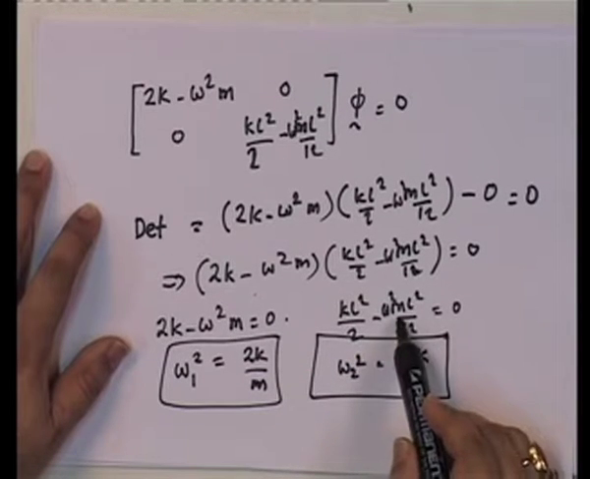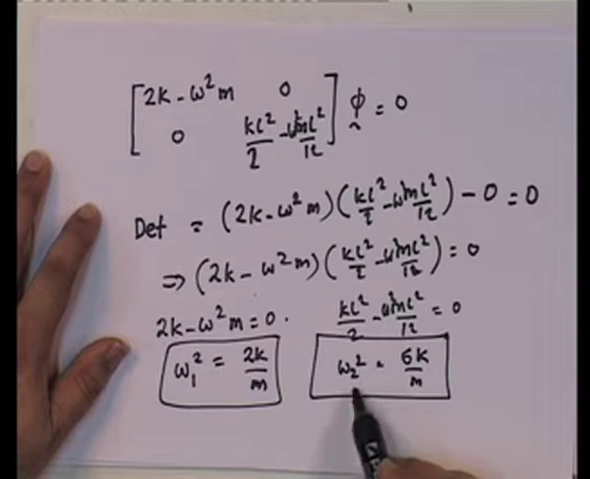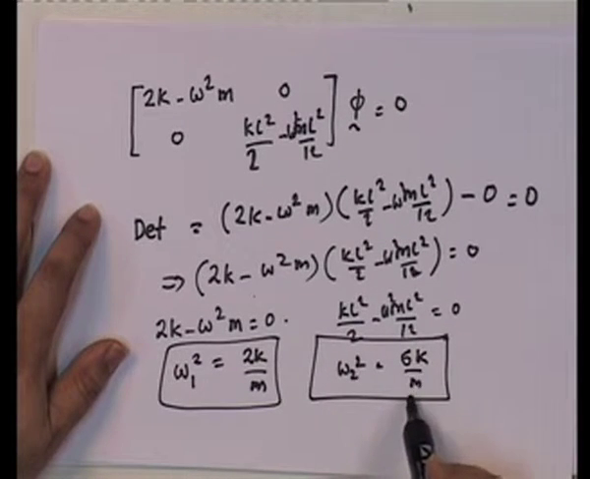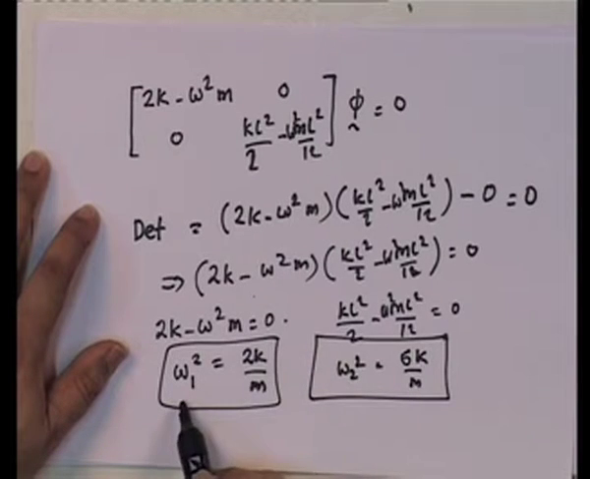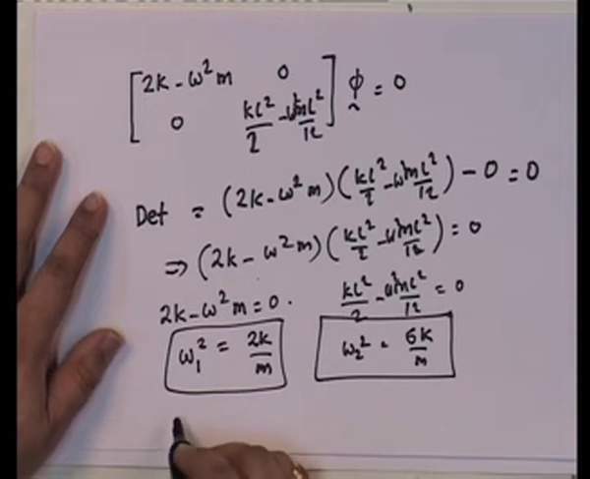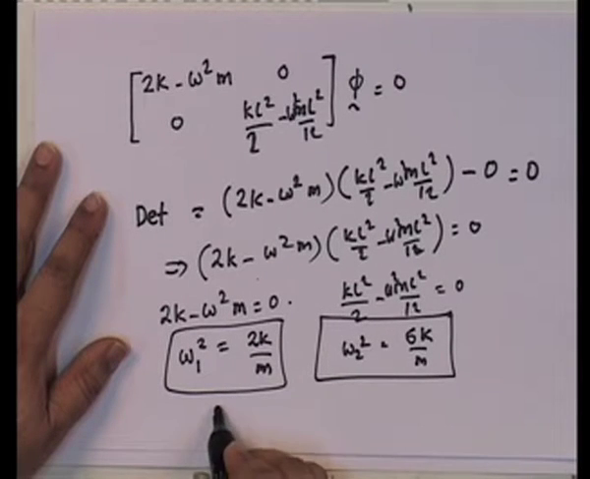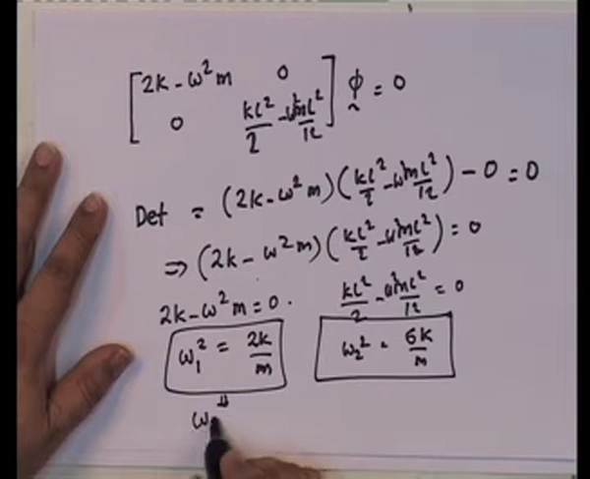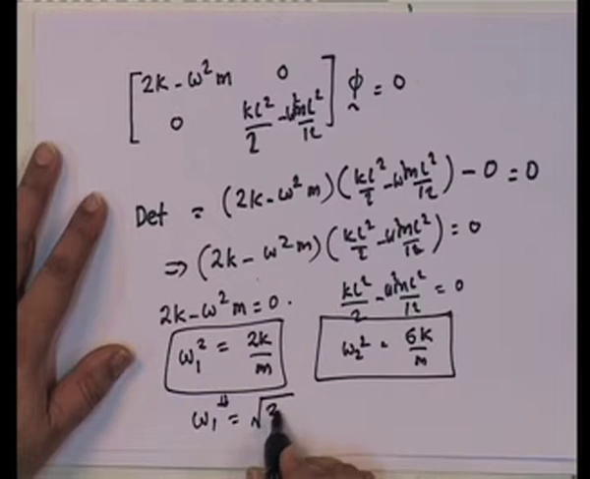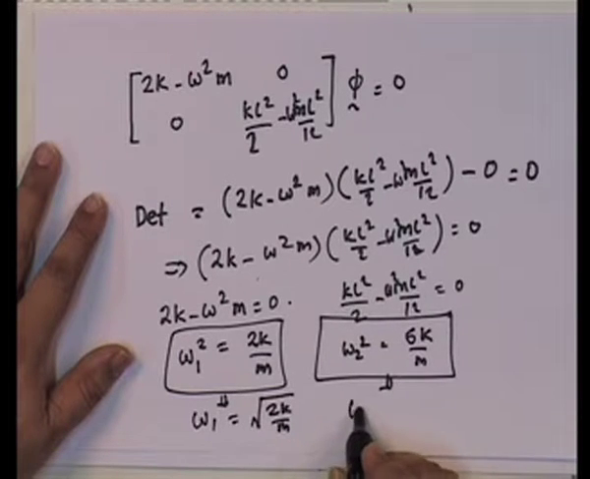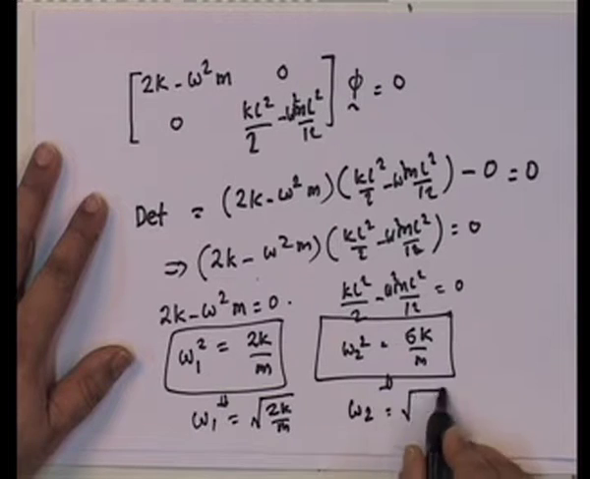So, if this is equal to 0, then for this to be 0, omega has to be equal to square root of 6k by m, and for this to be 0, omega has to be equal to square root of 2k by m. So, now, what are my natural frequencies? Note that this is indeed the lowest frequency, square root of 2k by m, and this one is indeed the higher frequency, which is square root of 6k by m.